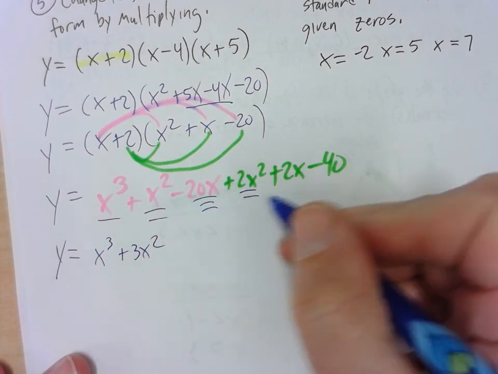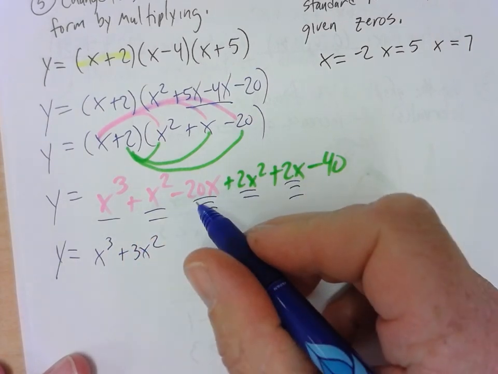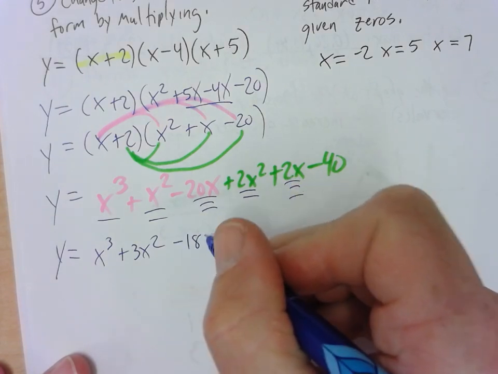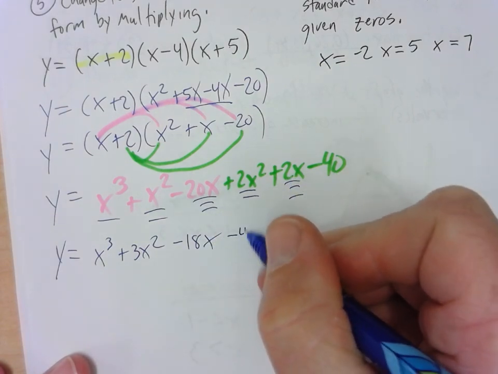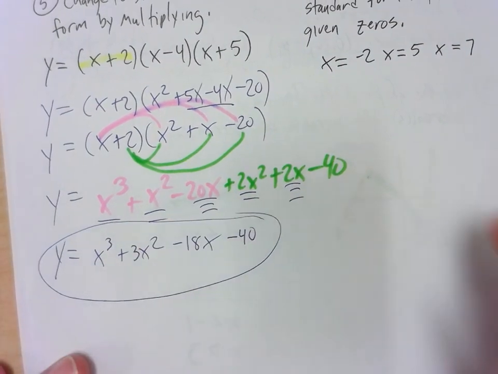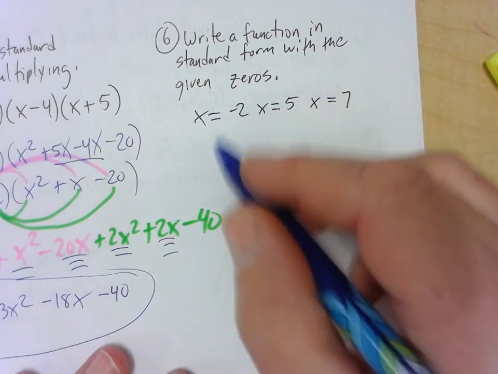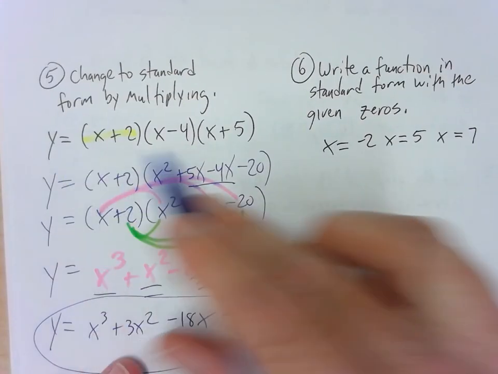The x's match up, so negative 20 and positive 2 is negative 18. And the 40 is all by itself, so it drops down. All right. The next one is the same process, except we have to change these into a form that looks like this over here.